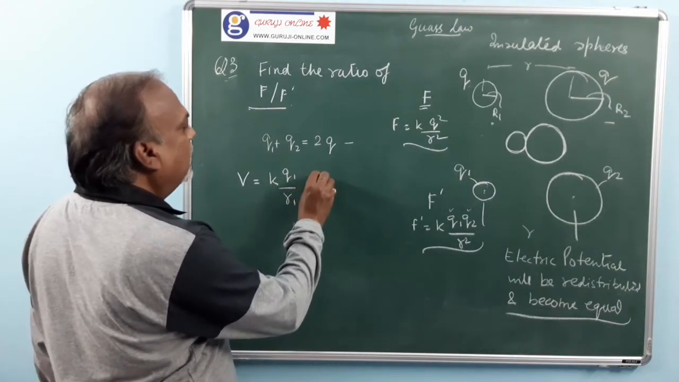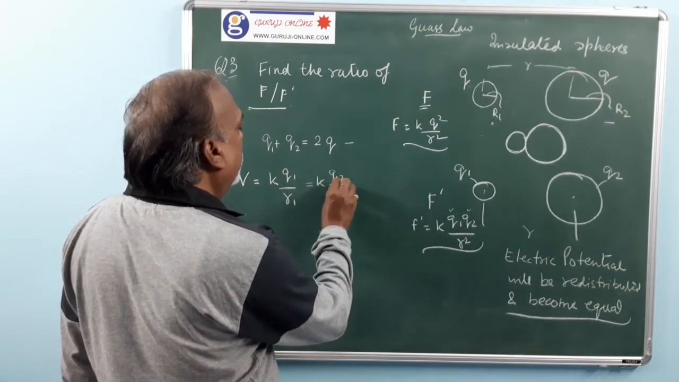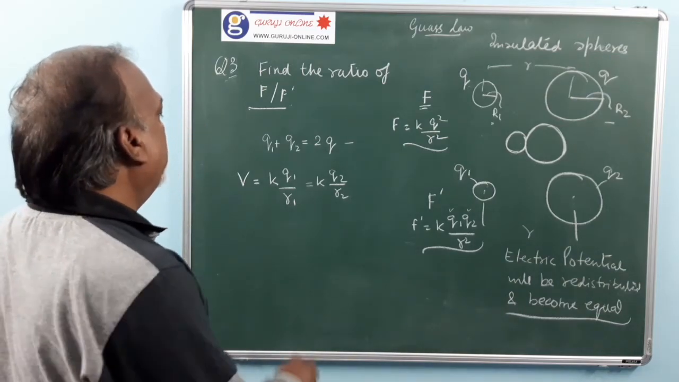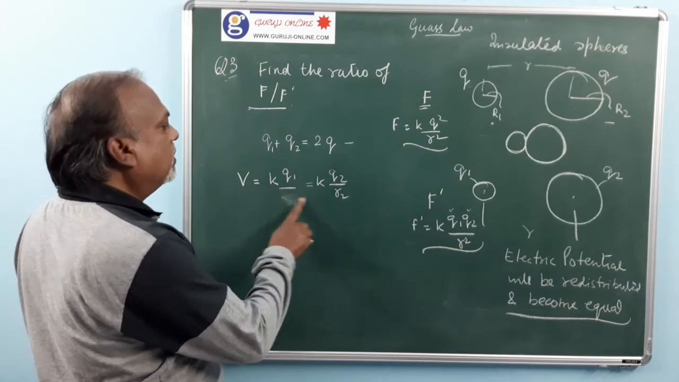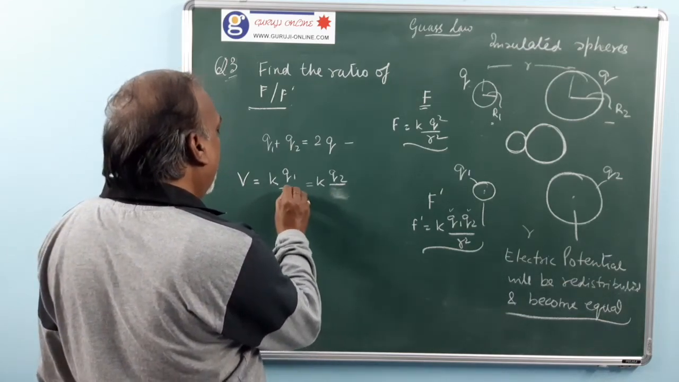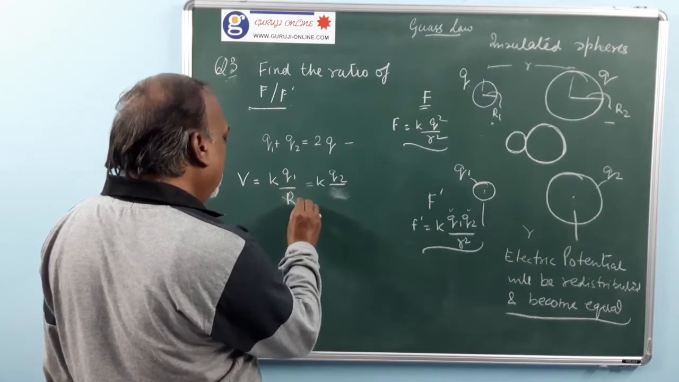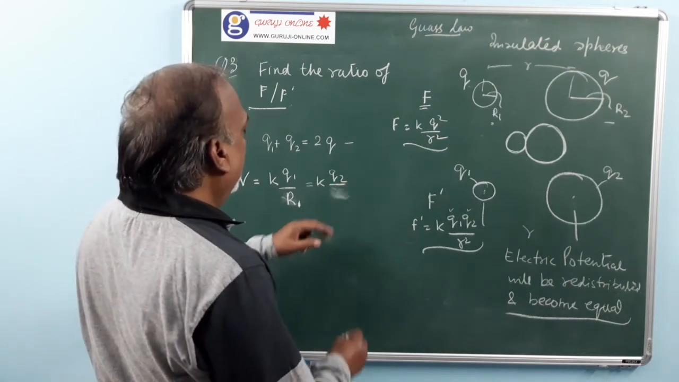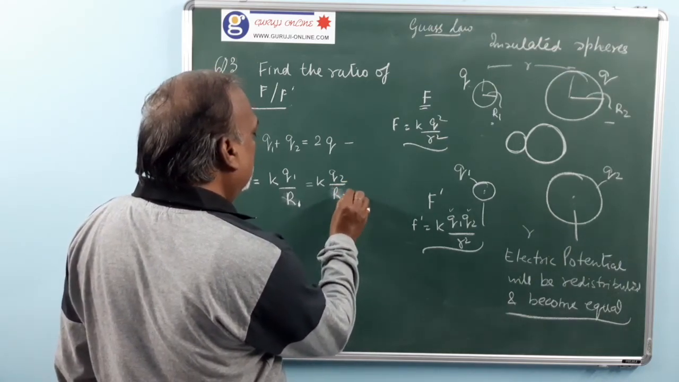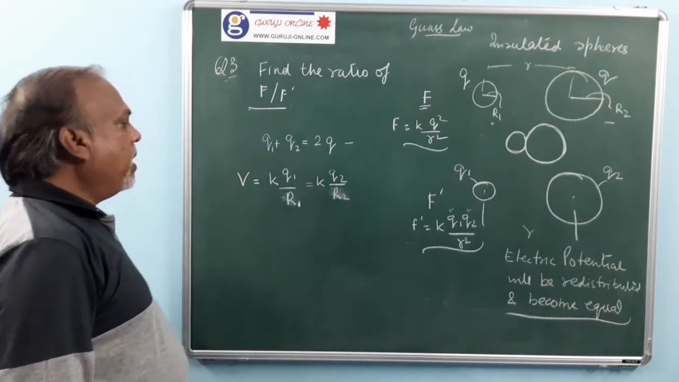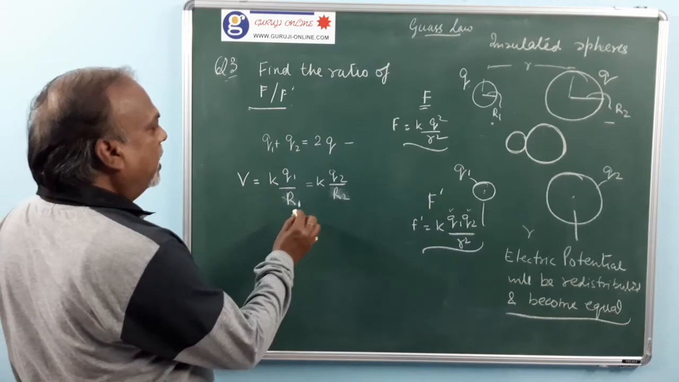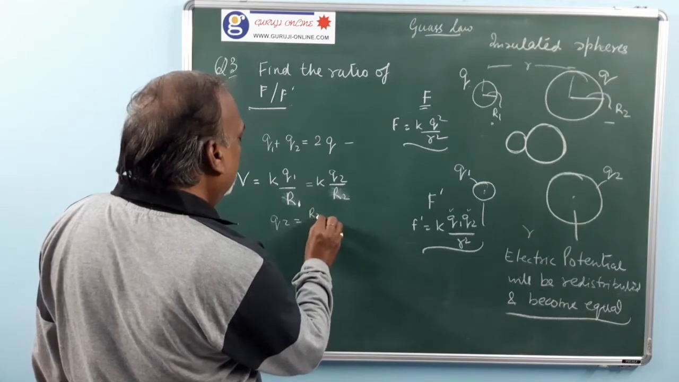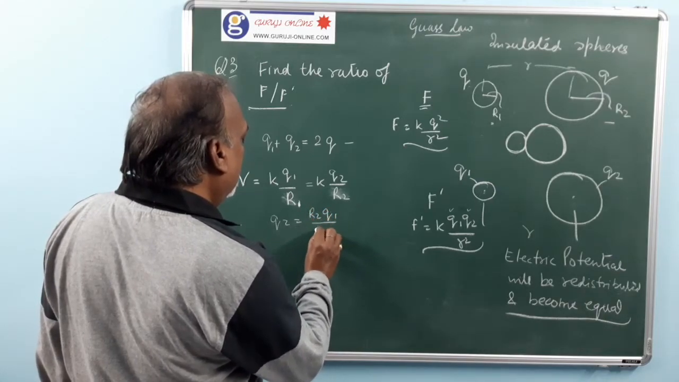The potential of one sphere must be equal to K Q2 upon R2. Sorry, this is R1. What will be the potential on this sphere? K Q1 upon R1, and here R2. Correct? That means Q2 is nothing but R2 into Q1 upon R1.